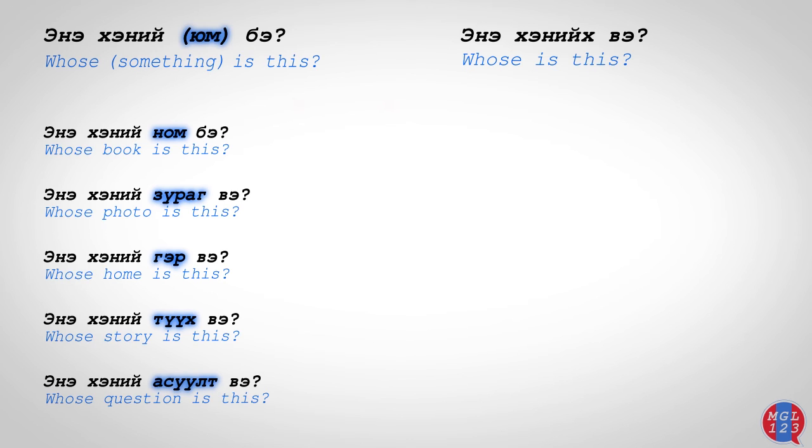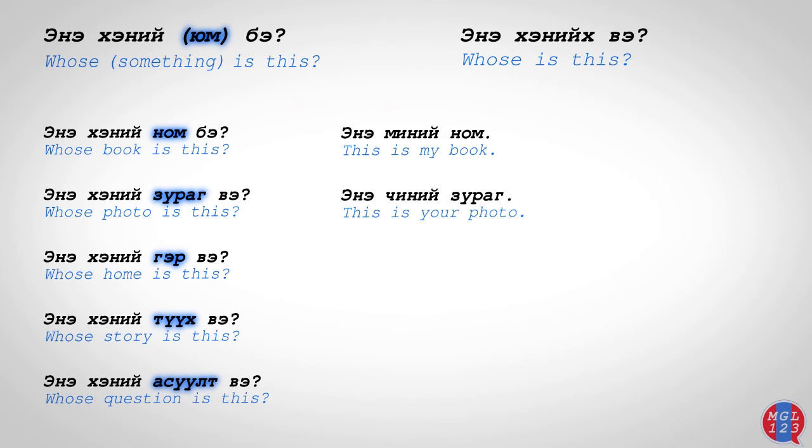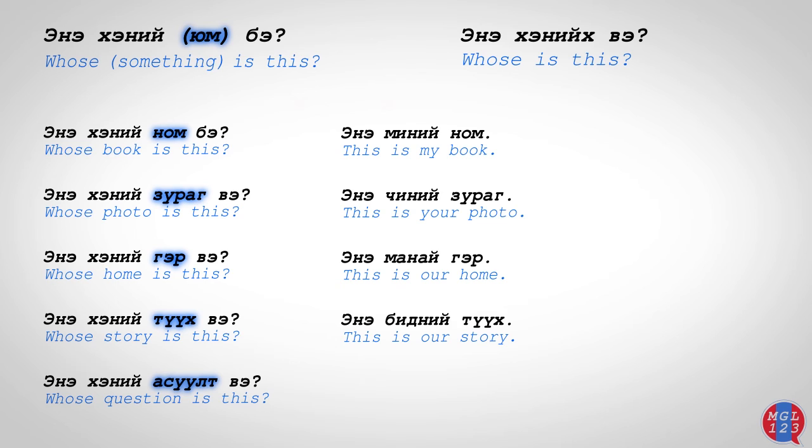Final question. Энэ хинийх вэ? Or энэ хиний юм бэ? We can replace юм by any noun. Энэ миний ном. Энэ чиний зураг. Энэ манай гэр. Энэ бидний түүх. Энэ түүний асуулт.